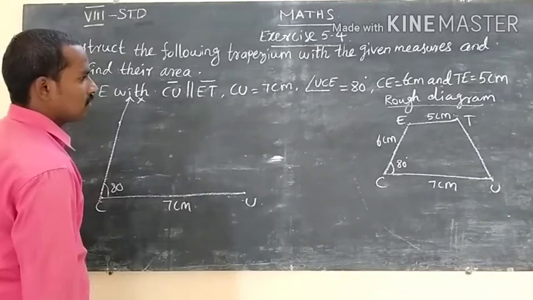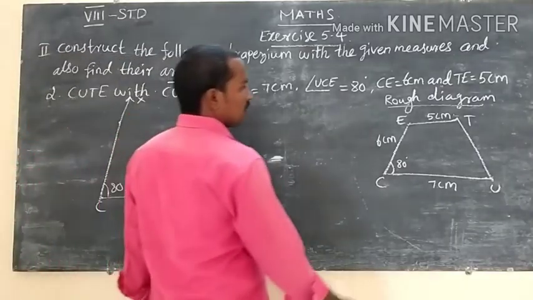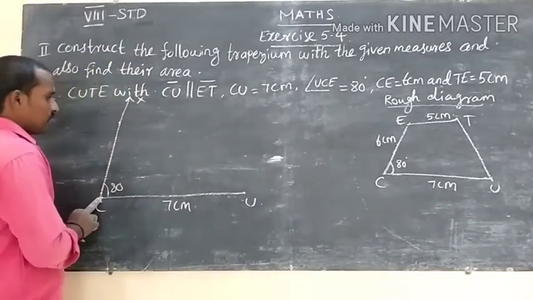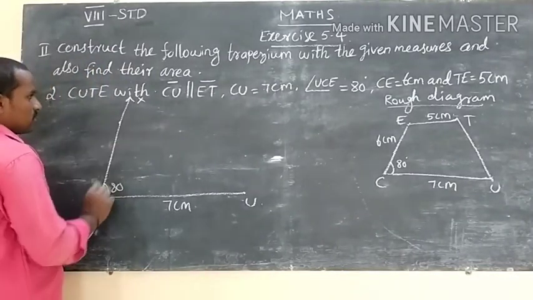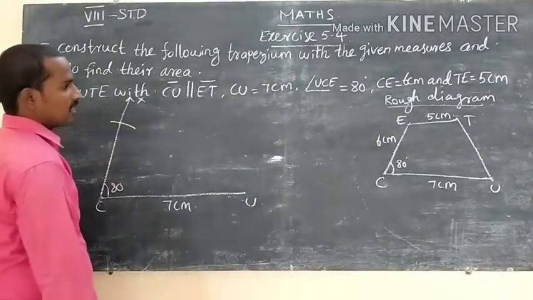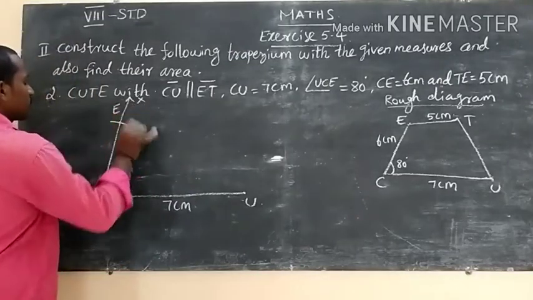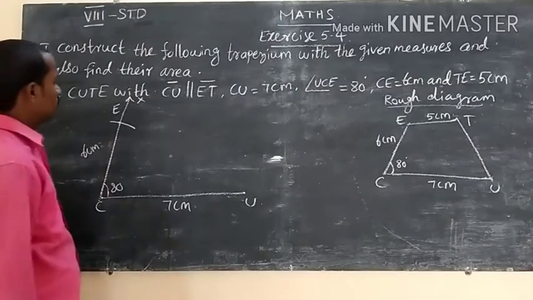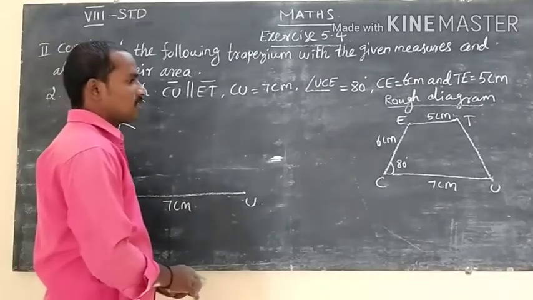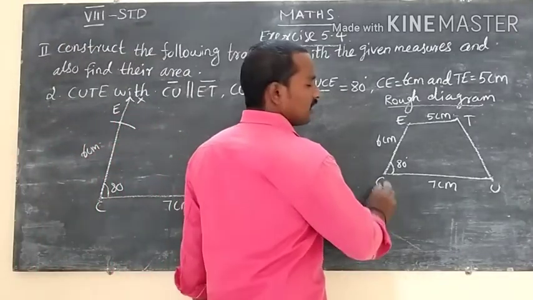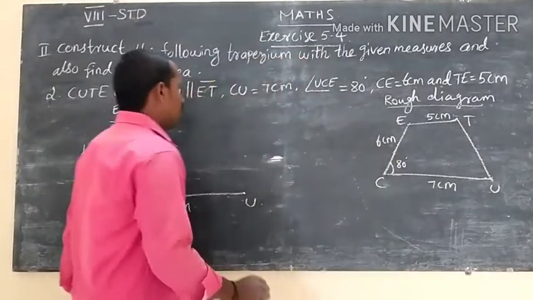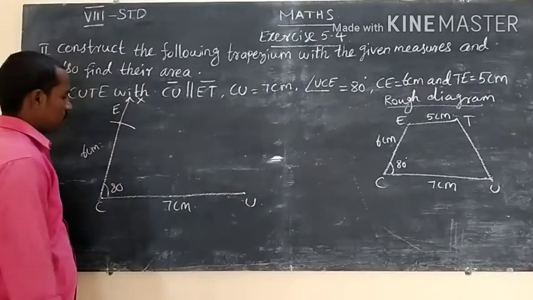Then take your compass and measure 6 centimeter. With the sharp edge at C, construct the arc intersecting CX at E. Okay, this is 6 centimeter. Understood. Third step: with C as center, draw an arc of radius 6 centimeter, let it cut CX at E.